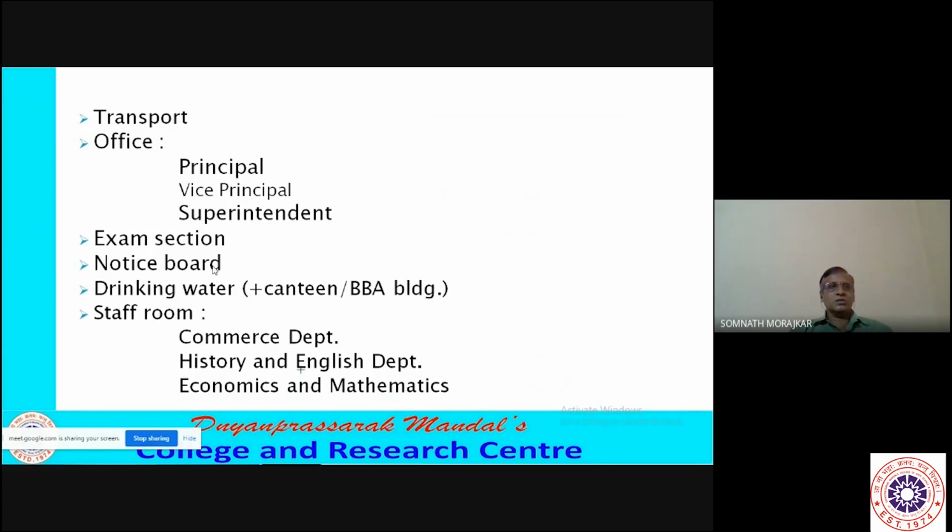There is a safe drinking water facility on the ground floor. Beside this, there is also a safe drinking water facility in the canteen and also in the BBA building. On the ground floor of the main building, you will find the Commerce Department staff room, whereas the staff rooms for the History and English Department and the Economics and Mathematics Department will be on the first floor.